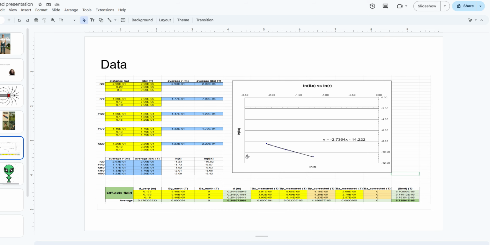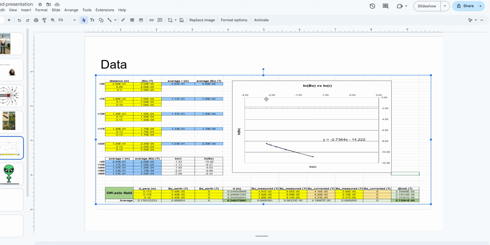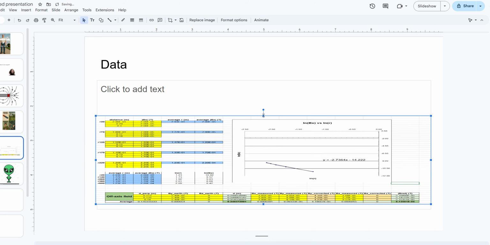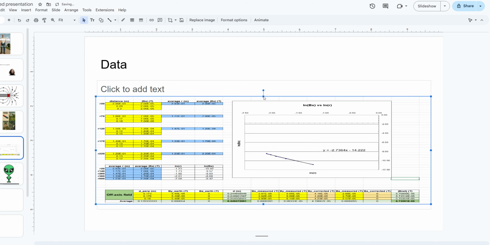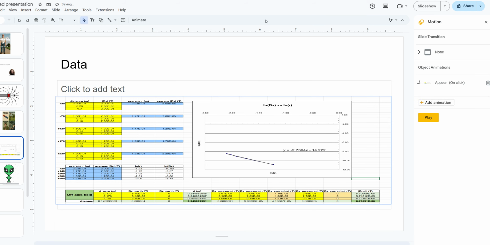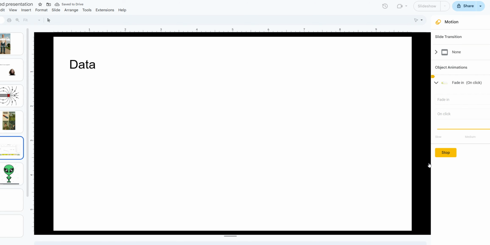Okay, so here's the data that I collected. You can see that with the change in the distance, you've got an inversely proportional relationship between the natural log of r and the natural log of Bx. So that is the radius from the magnet and the magnetic field.